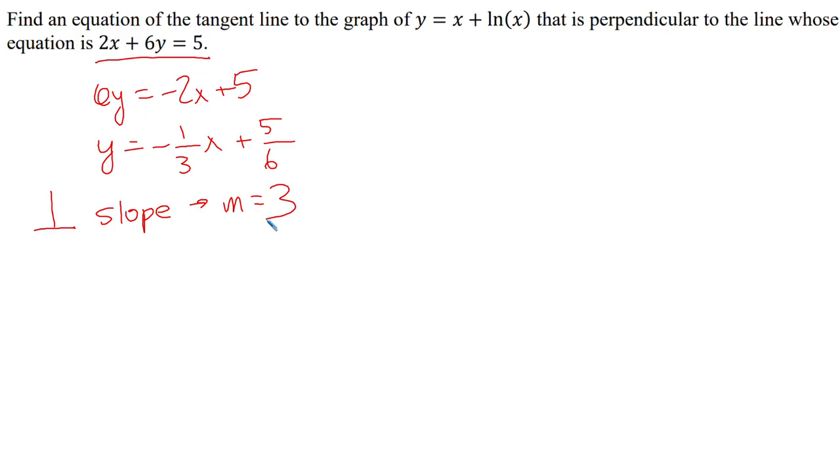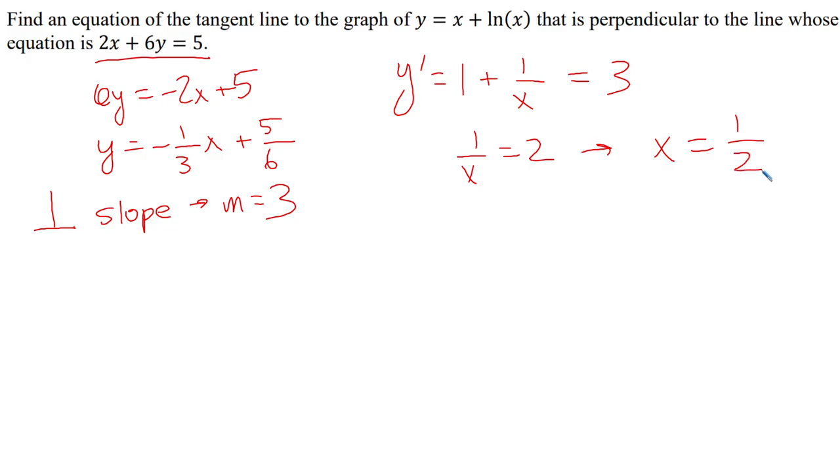So what we want is the equation of a tangent line to x plus ln x that has a slope of 3. That means we need to find the derivative here and set it equal to 3, because we want the slope of that tangent line to be 3. So the derivative is 1 plus 1 over x, and we set that equal to 3. When we solve that, we end up with 1 over x equals 2, which gives us x equals 1/2. So now we know that x equals 1/2 is the value we're looking for, and we've got the slope of 3.